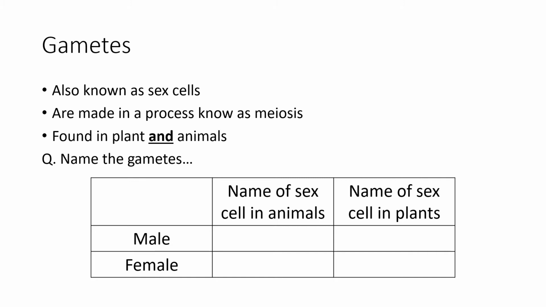Well, in a male, we refer to the gamete as sperm. In a female animal, we refer to the gamete as an egg. In plants, the male gamete is pollen, and in plants, the female gamete is referred to as an ovule. And you need to know those terms.